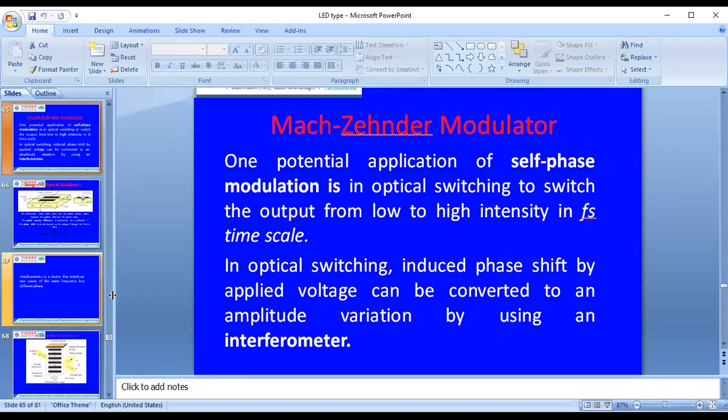So these interferometers are working in the optical switching technique only. This type of optical switching will induce the phase shift by applying the voltage, as well as this will be converted into amplitude variation, whereas this Mach-Zehnder type of modulator we are indirectly using for the amplitude modulation technique.